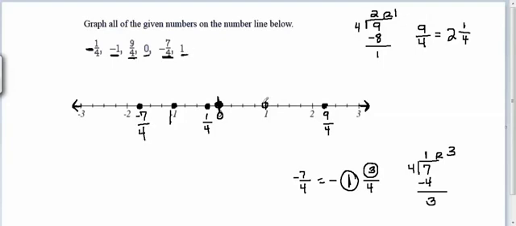The last value we need to graph is 1. So we go to 1 on the number line and draw a circle. To check your answer here, make sure that the number of dots on your line when you're finished is the same as the number of numbers you were given to graph. You were given 1, 2, 3, 4, 5, 6 numbers to graph, and there are 1, 2, 3, 4, 5, 6 circles on my graph.